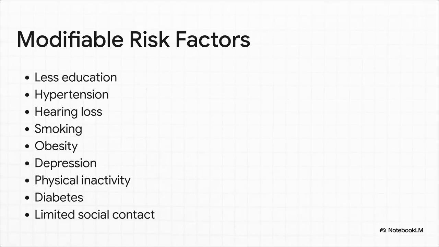This list from the Lancet Commission is so empowering. It shows us that a huge chunk of dementia risk is actually modifiable. As clinicians, we can make a real difference by helping our patients manage their blood pressure, treat their hearing loss, stay physically active, and maintain their social connections.